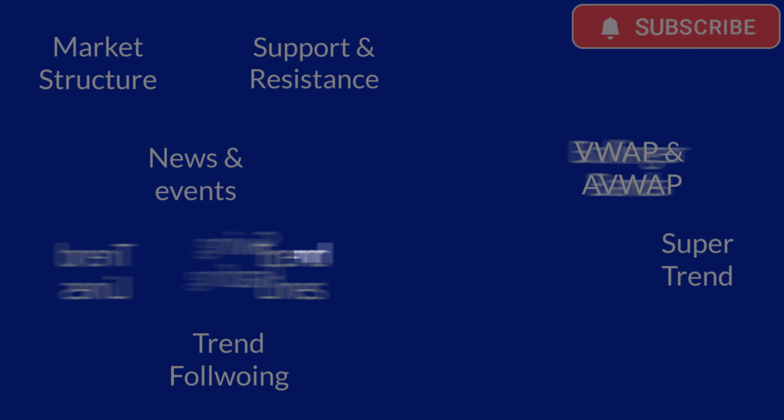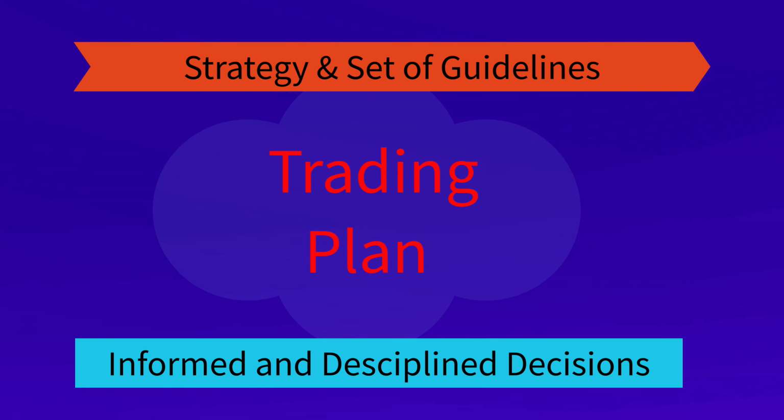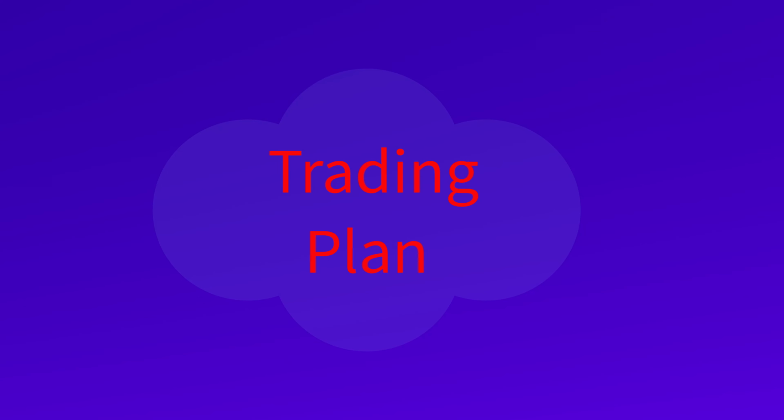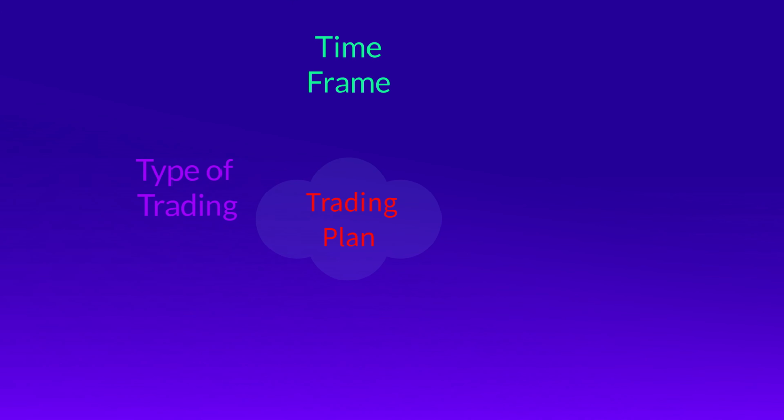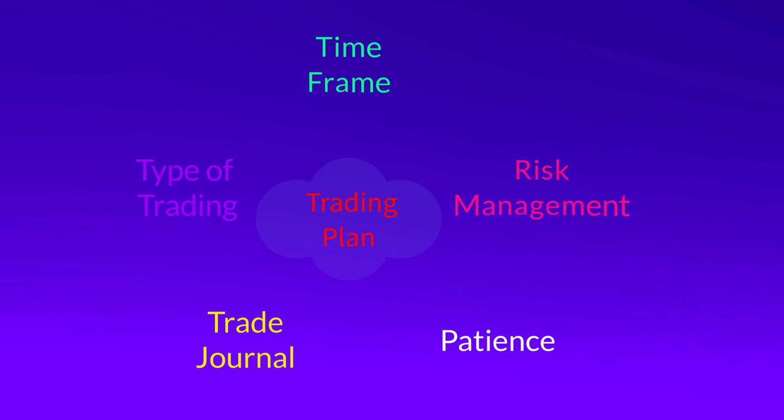What is a trading plan? It is simply a strategy and set of guidelines that we need to follow to make informed and disciplined decisions in the stock market. Based on my experience, I have defined the trading plan with 5 key elements: type of trading, time frame, risk management, patience, and trade journal.